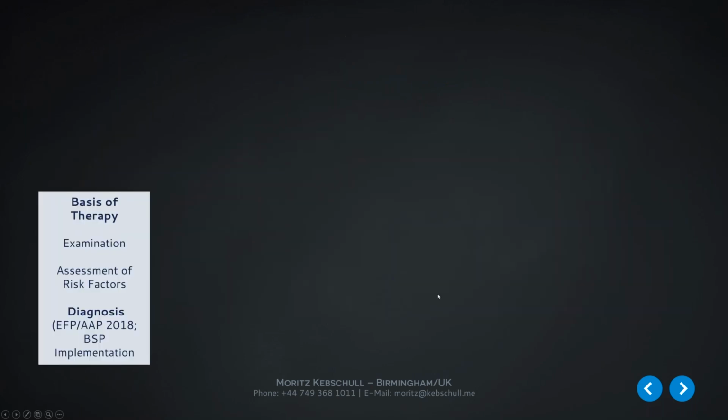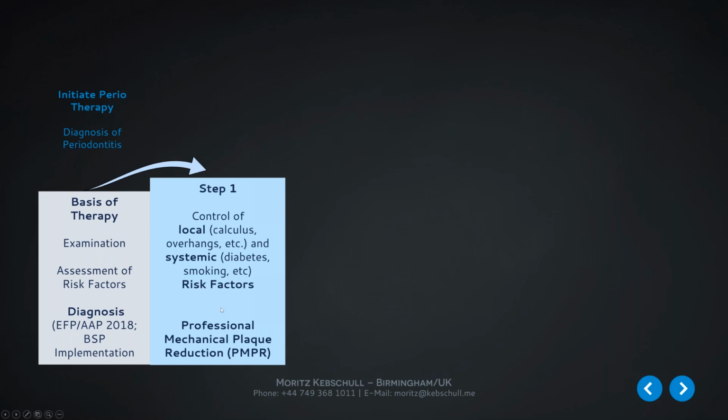So let's maybe look at what's happening after making the diagnosis. I have diagnosed using either the EFP or the British interpretation of the EFP classification, which is pretty much the same thing. And whenever I make the diagnosis of periodontitis, I would initiate periodontal therapy, and this starts with step 1. And step 1 is a control of risk factors first and foremost. And there are local risk factors that are predominantly plaque, calculus, overhangs, and systemic risk factors, those that are now understood to really drive periodontal disease.